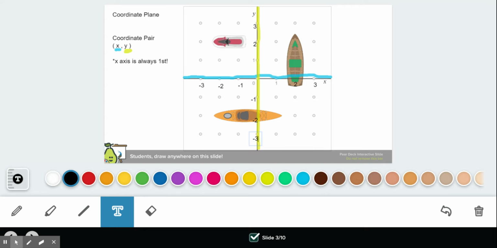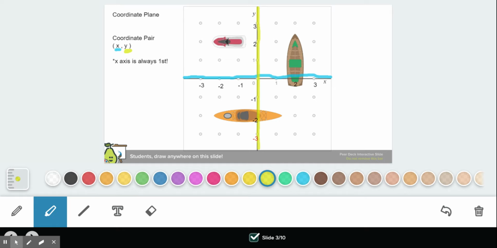So if we're going to find a coordinate pair, let's say we're going to find a coordinate pair for this boat right here. We're going to find it for the back of this boat right here. Let's make it red so you guys can see right where this X is where we're going to try to find the point for. And so we know the X-axis is always first. So we are going to go down to the X-axis and we see that it is -1. So that's going to be our X coordinate.